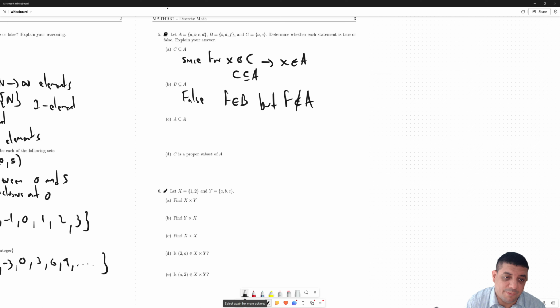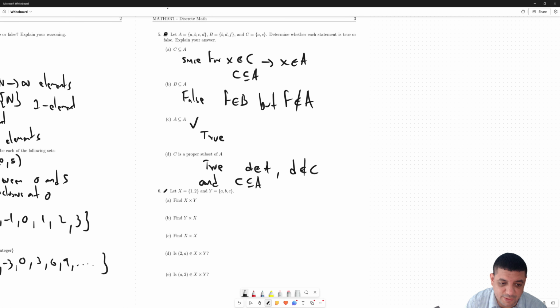Is A a subset of A? Yeah, this is true, because every element of A is in A, so that's going to be a subset of itself. Is C a proper subset of A? This is true, because there are elements in A that are not in C. For example, D belongs to A, but D does not belong to C. And we have that C is a subset of A. So it is a proper subset.